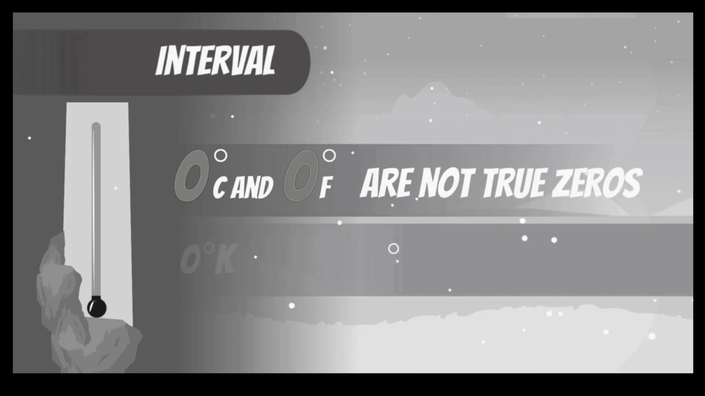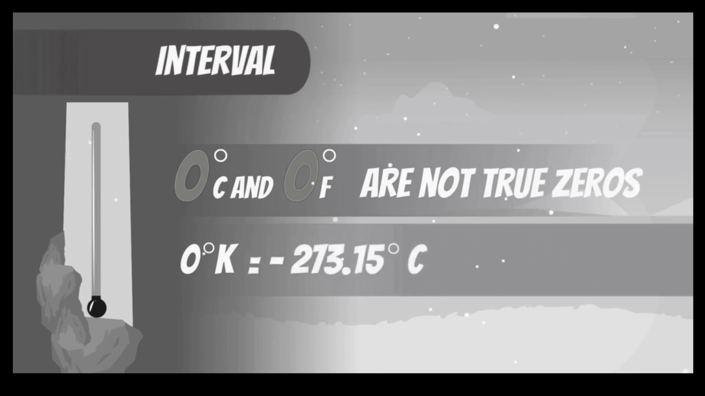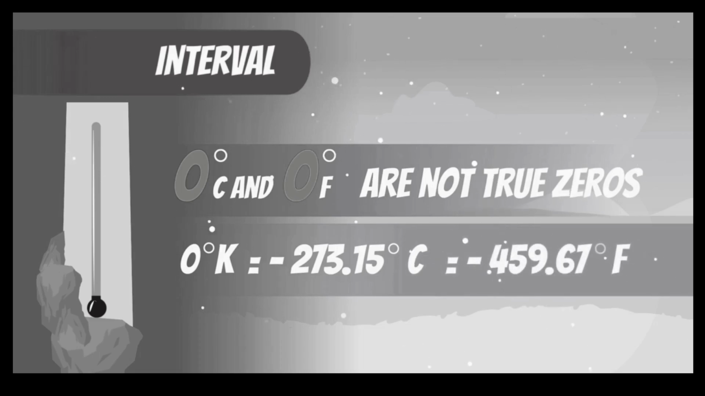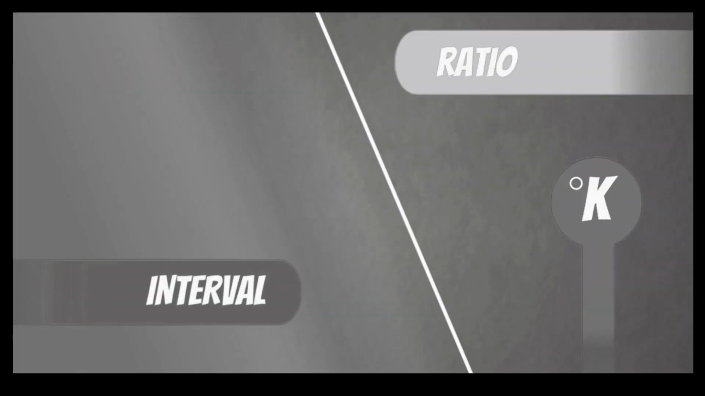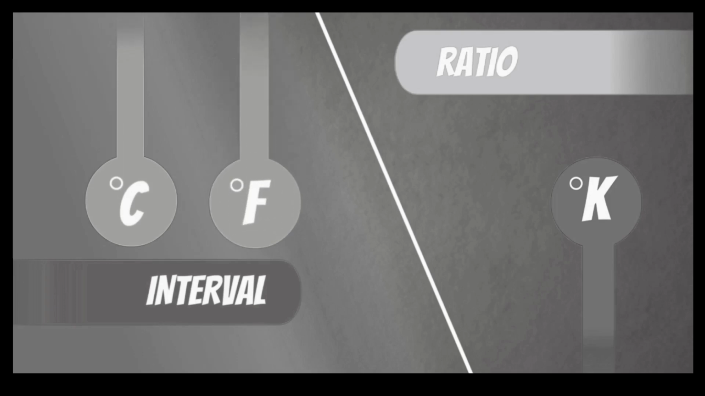Now, there is another scale, called Kelvin, which has a true zero. 0 degrees Kelvin is the temperature at which atoms stop moving, and nothing can be colder than 0 degrees Kelvin. This equals minus 273.15 degrees Celsius, or minus 459.67 degrees Fahrenheit. Variables shown in kelvins are ratios, as we have a true zero, and we can make the claim that one temperature is 2 times more than another. Celsius and Fahrenheit have no true zero and are intervals.